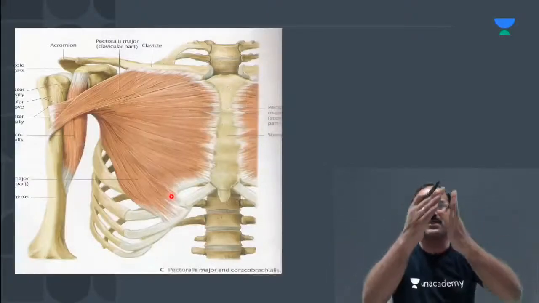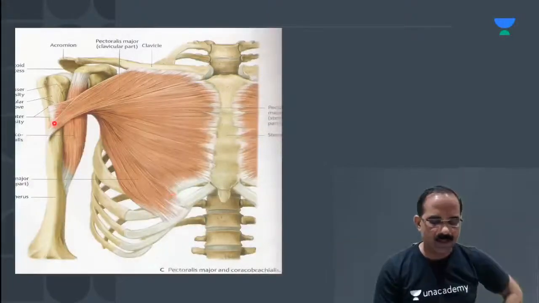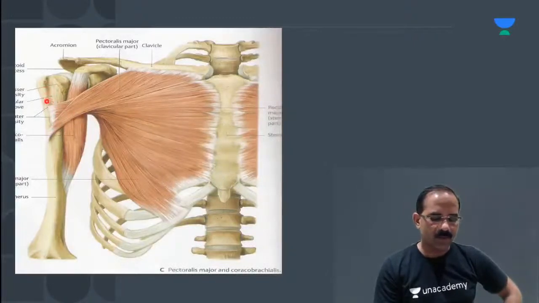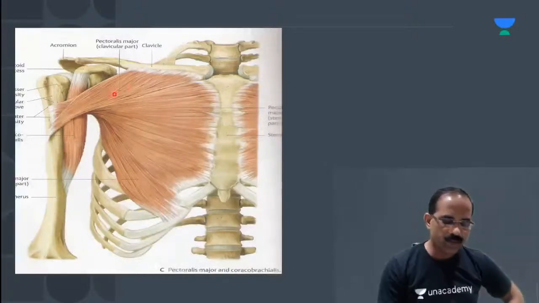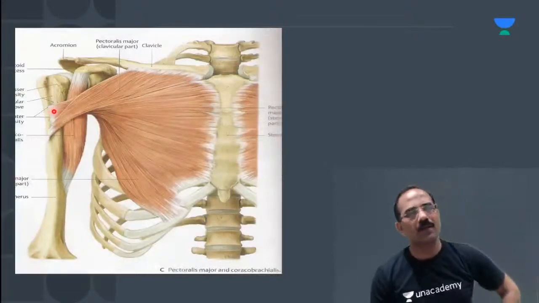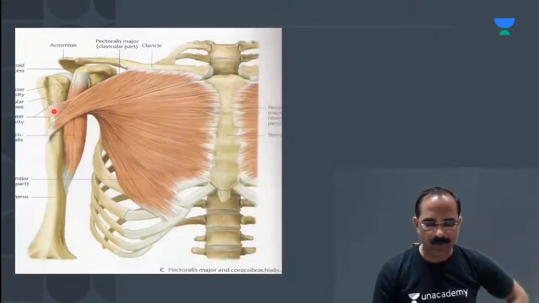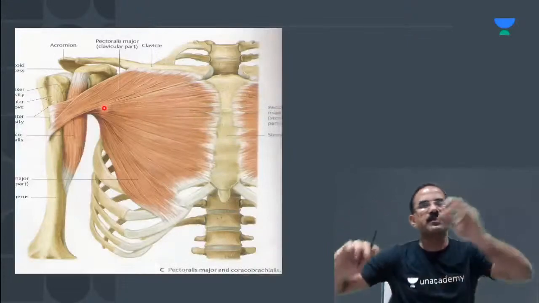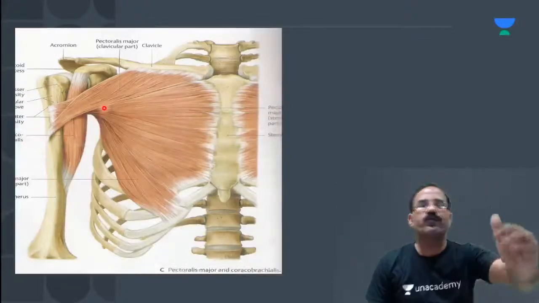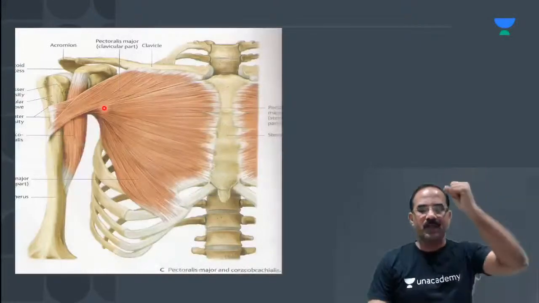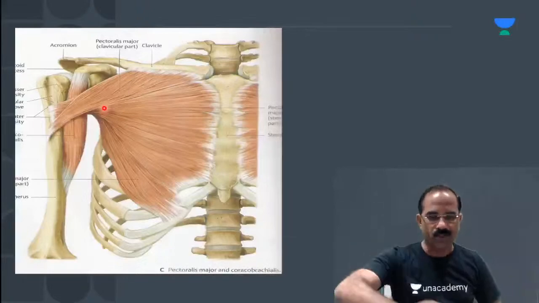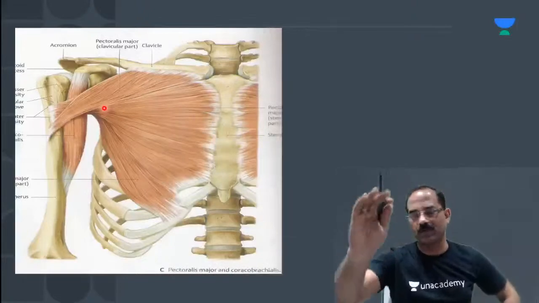Now, this big muscle gets inserted into, what is this now? The bicipital groove. What is this lip? The lateral lip of the bicipital groove, and that's the medial lip. So, where is the insertion of pectoralis major? On the lateral lip of the bicipital groove. And this is what we feel here, the pectoralis major, and this is the anterior axillary fold or the anterior wall of axilla. One of the muscles which contributes to the formation of the anterior wall of axilla is the pectoralis major.